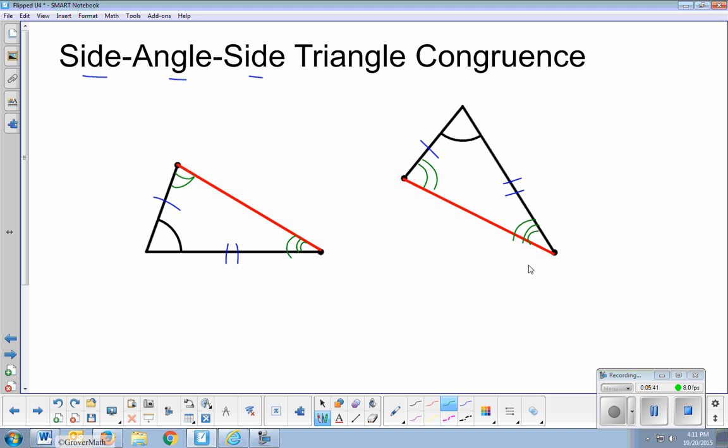So I don't need to prove all 6 pairs of congruencies are there. I can just prove a side, an angle, and a side of one triangle is congruent to the side, an angle, and another side of the other triangle, what we call side, angle, side. Then that's enough to prove the triangles as a whole are congruent. Let me show you an example.